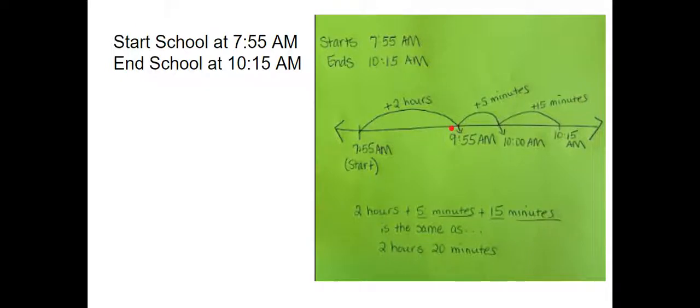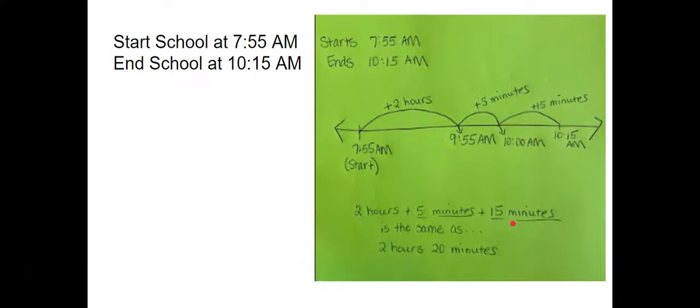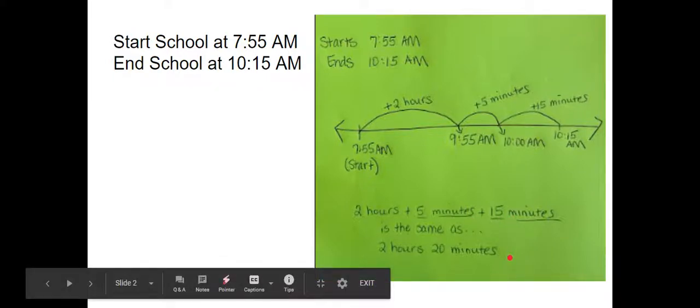Now again, we want to make this as easy as possible. I recommend you always go to the hour just to keep the math easy. So if I add 5 minutes here, that gets me to 10 a.m. But then I know, to get to 10:15, I need to add another 15 minutes. So the length of time that I'm in school, if I add 2 hours plus 5 minutes plus 15 minutes, is the same as 2 hours and 20 minutes. I would just combine those minutes here.